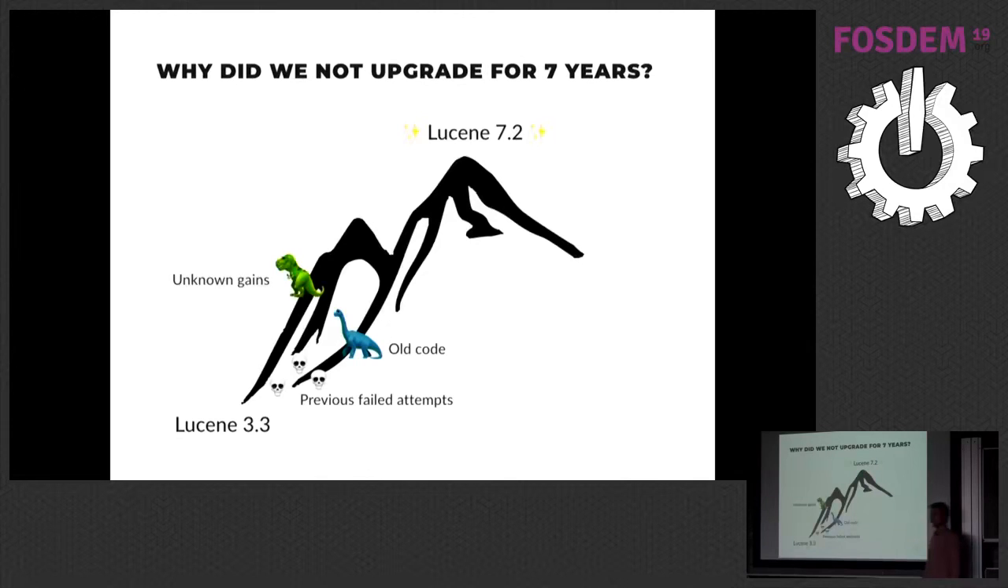Imagine coming to your product manager and saying, we would like to upgrade Lucene. It's going to take maybe a month, maybe 6 months. We don't really know. We don't know if it's going to be any better. Let's do it. It's not an easy sell, as you can see.